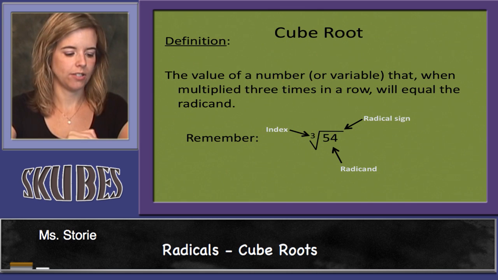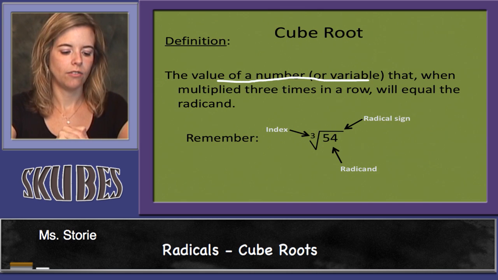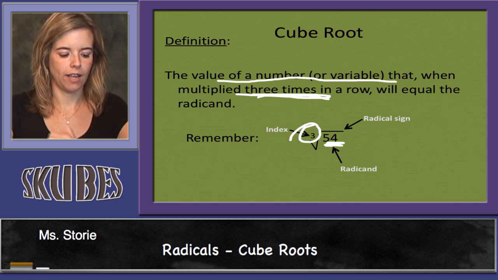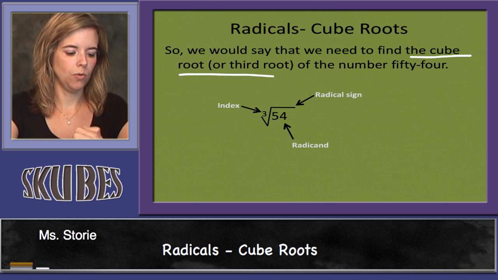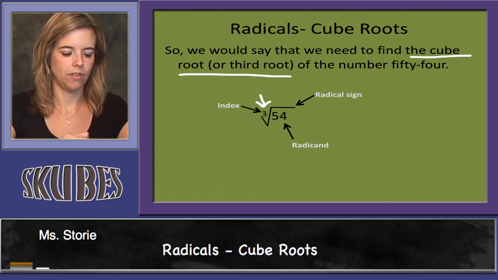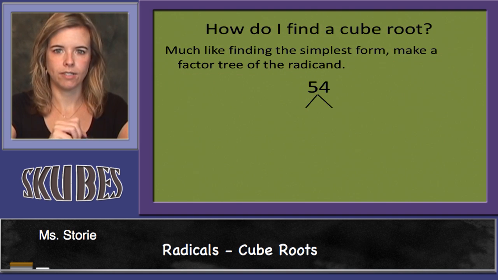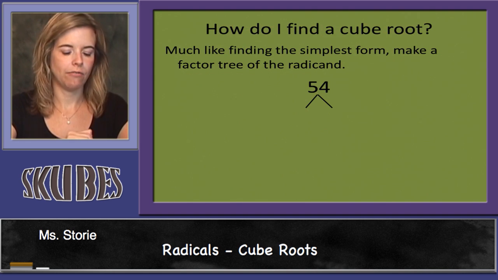Alright, first, the definitions. A value of a number or a variable that, when you multiply it 3 times in a row, that's the cubic part, will equal the radicand. There's your index of 3, cubic, and there's your radicand of 54. So we would say that we need to find the cube root, or the third root, of the number 54. Now, much like when you have to simplify a radical, you need to make a factor tree for this as well.